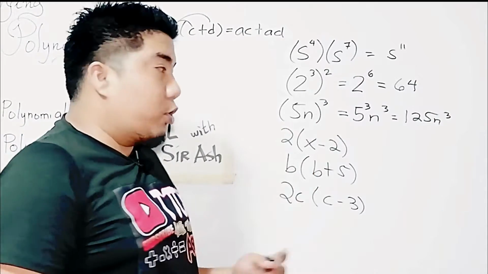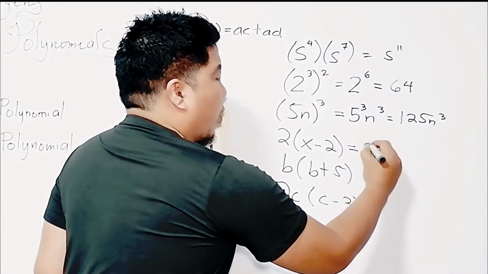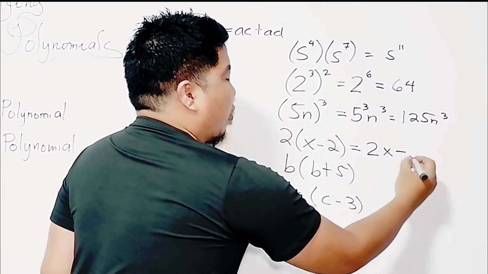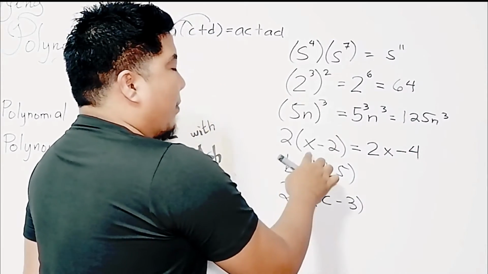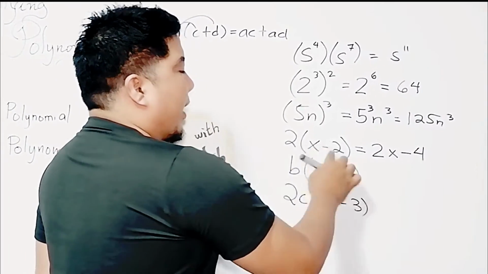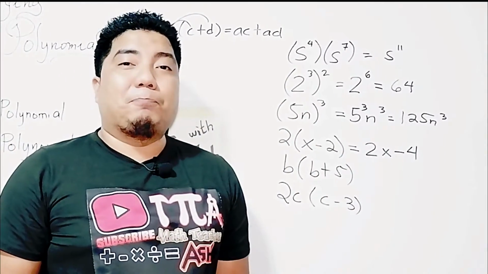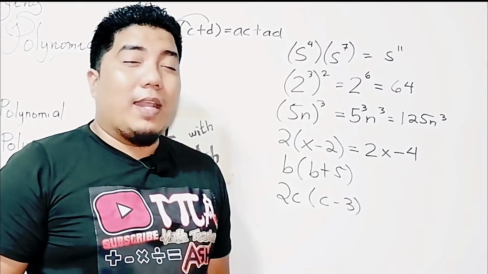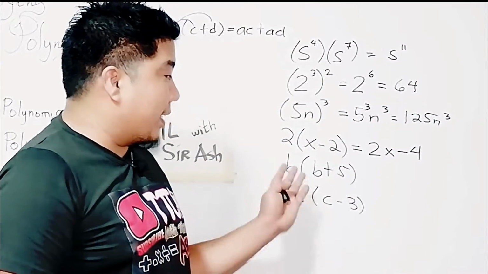So 2 times x minus 2 will give us 2x minus 4. Because 2 times x is 2x and 2 times 2 is 4, and then we just copy the sign. Easy, right? Now, let us go to our second to the last example.